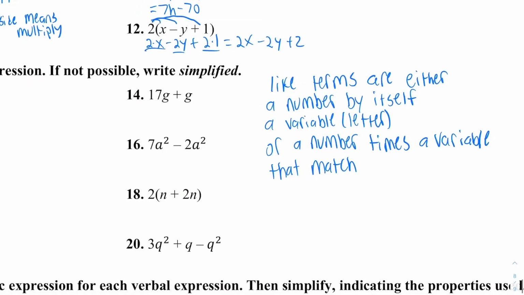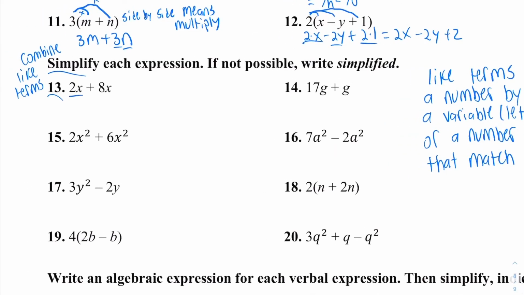What that means is, for this one, we have 2x and we have 8x. We have the same letter x, and then we just have different numbers in front. So I have 2x's plus 8x's, and together those are going to make 10x's. And 15. I have 2x squared plus 6x squared. That means the variables are matching up. The variables are the same exact letters. It's an x squared and an x squared. Because they're the same variable, I can add them together.